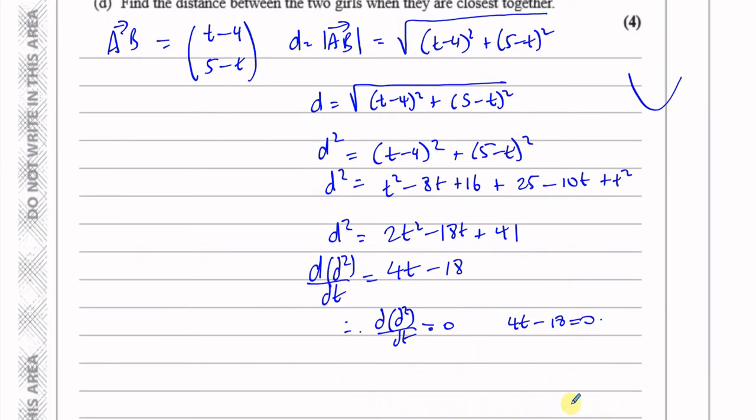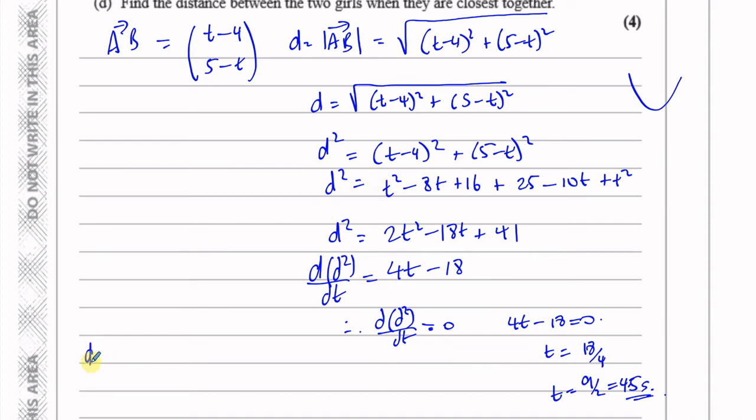So t is equal to 18 over 4, which is 9 over 2, which is 4.5 seconds. After 4.5 seconds, there'll be the closest distance. So we've got to find that distance. We can just replace t with 4.5 in this equation here.